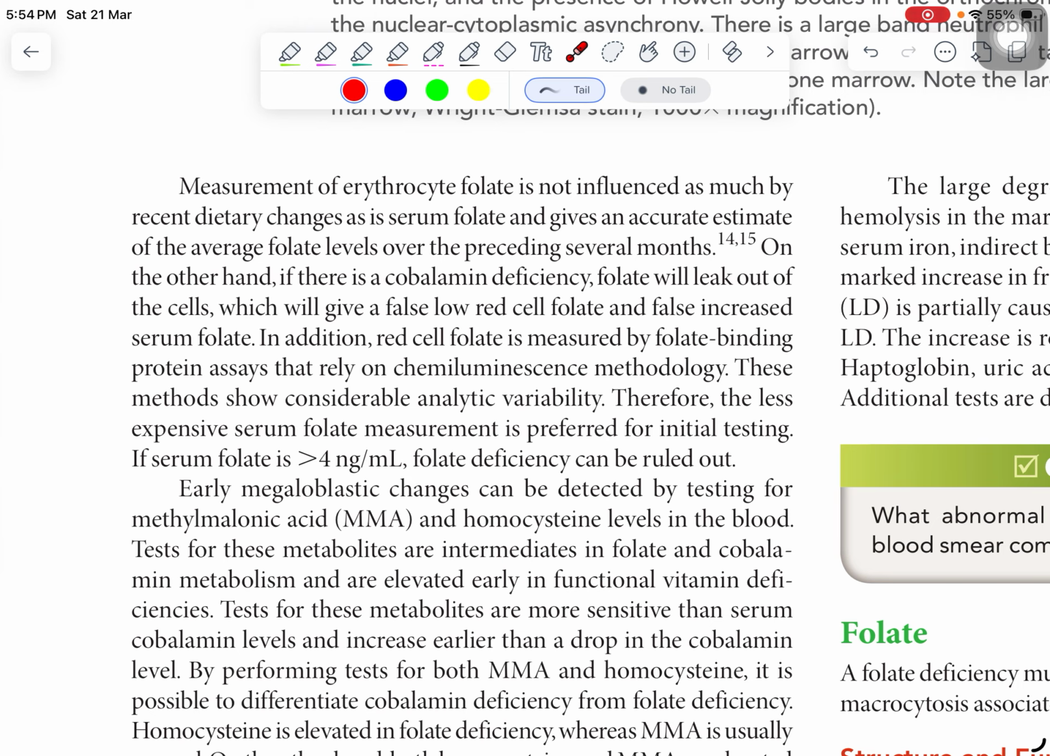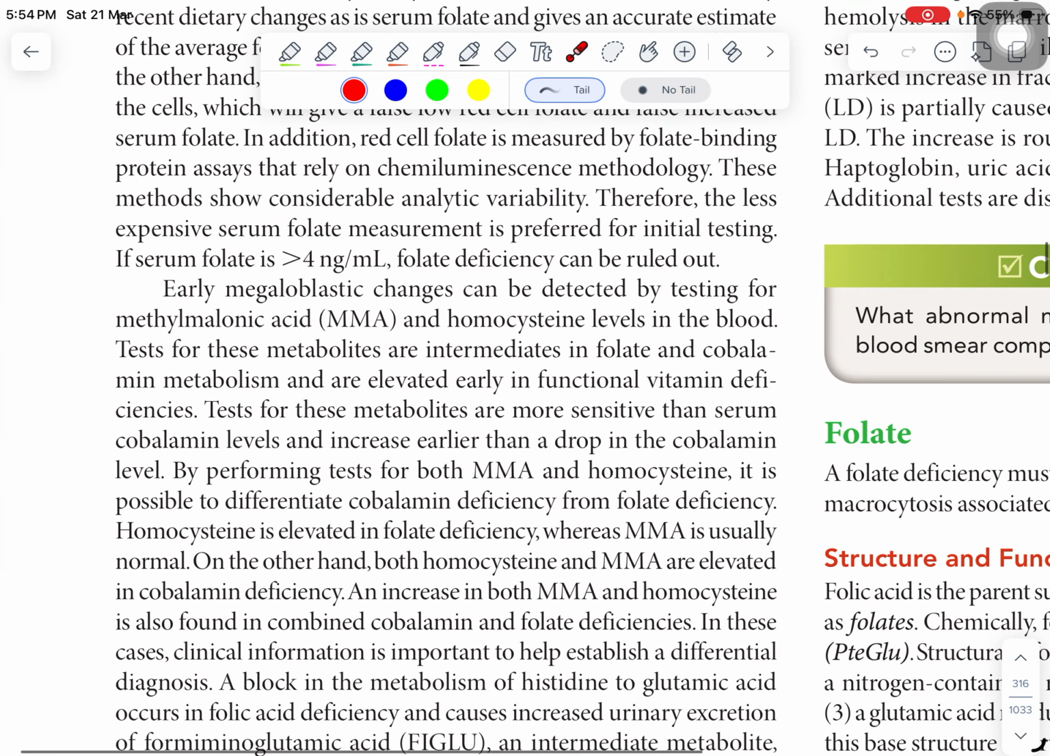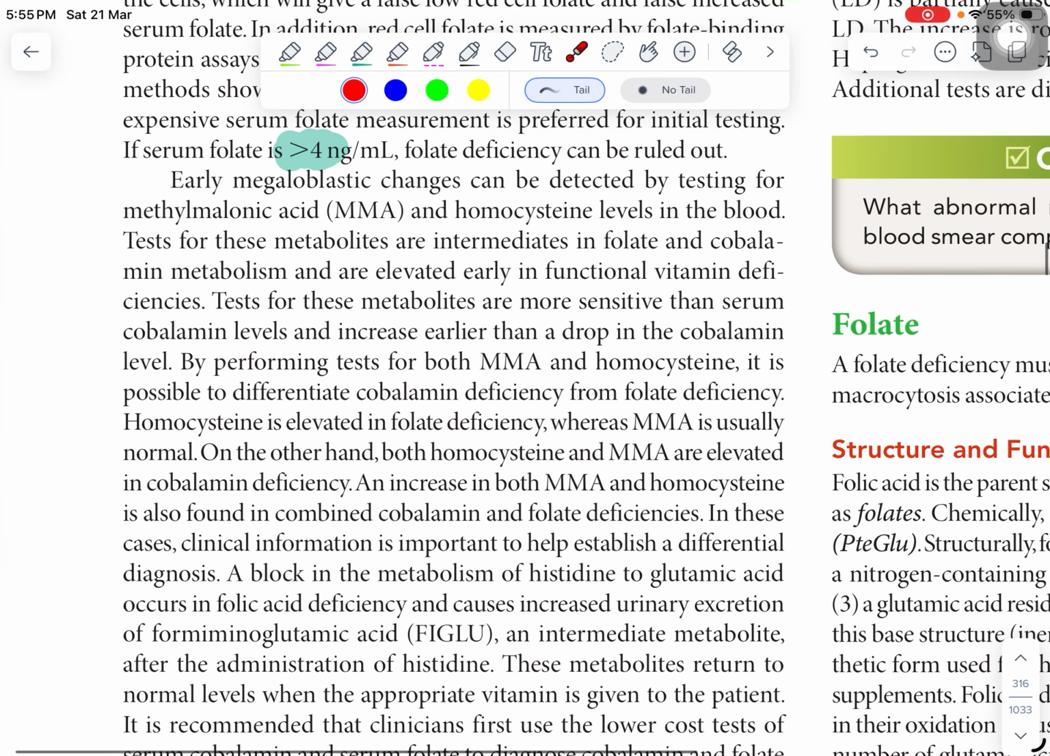In addition, red cell folate is measured by the folate binding protein assay that relies on chemiluminescence methodology. These methods show considerable analytic variability. Therefore, the less expensive serum folate measurement is preferred for initial testing. If serum folate is more than 4 nanogram per ml, folate deficiency can be ruled out. It should be more than 4. How can you remember? For folate, more than 4.